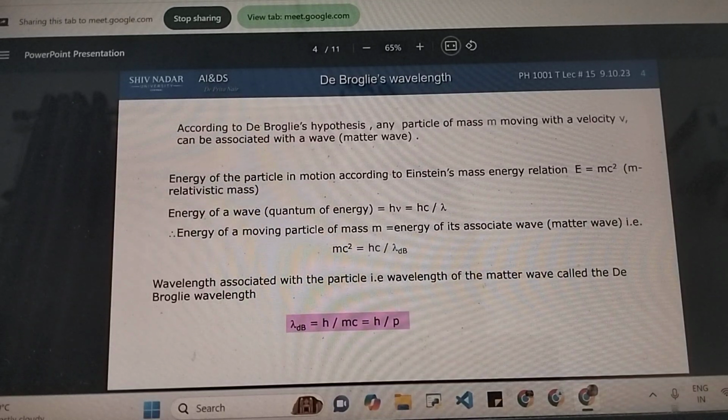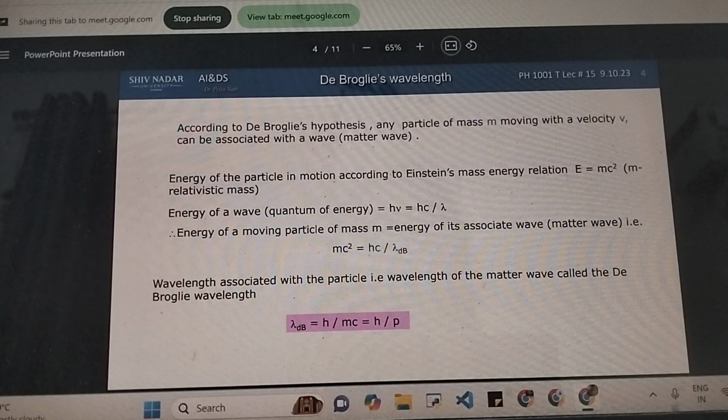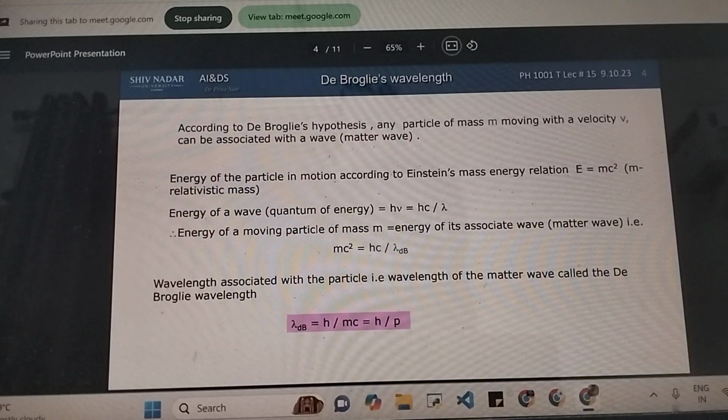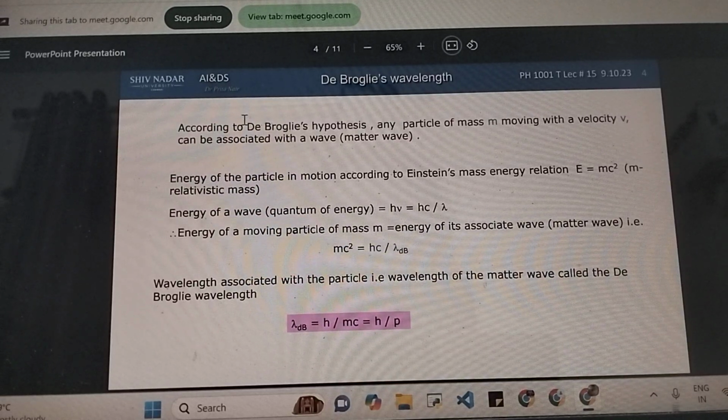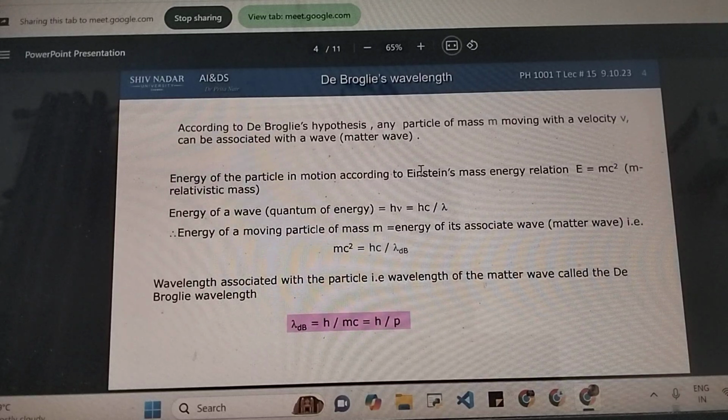So we studied that with respect to light, and what de Broglie's hypothesis states is that the same idea is applicable to any entity, any object you look at in the real world, ranging from microscopic objects to the big things we use in our everyday life, macroscopic things. So according to de Broglie's hypothesis, any particle of mass m moving with a velocity v can be associated with a wave.